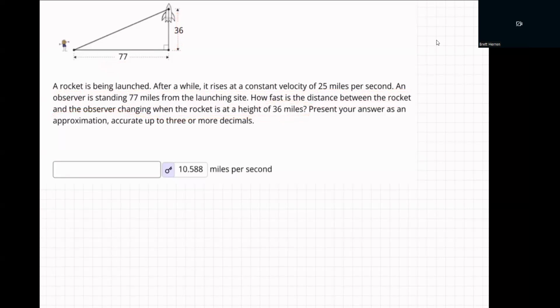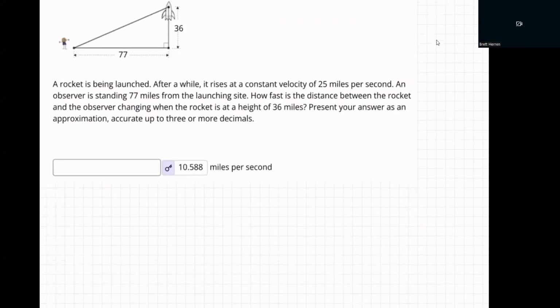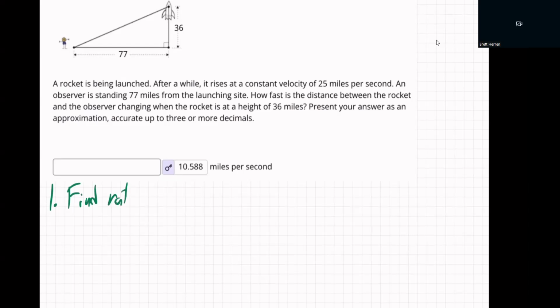Okay, well, so I got a nice little picture for us there. So step number one is always to find your rate letters. So find your rate letters. Okay, so that means read back over the words, find anytime they talk about a rate, how fast something's happening. Rocket is being launched. After a while, it rises at a constant velocity. That's a rate, 25 miles per second. Okay, there's a rate. I got to write that somehow.